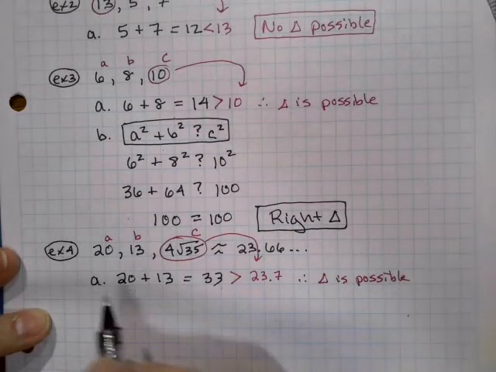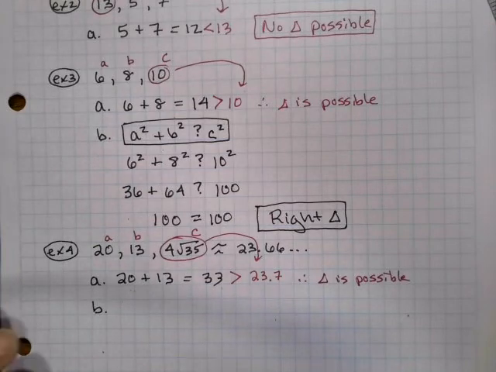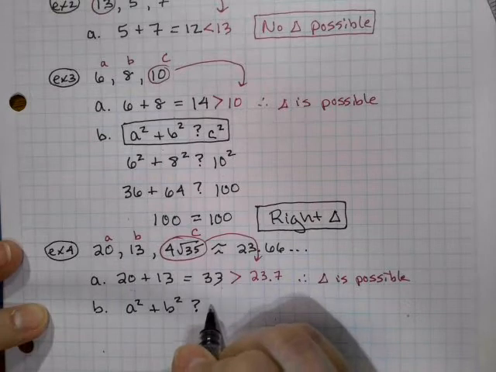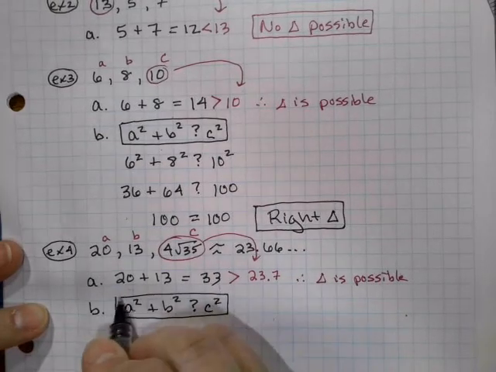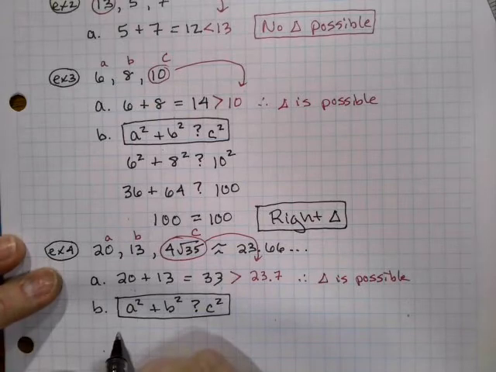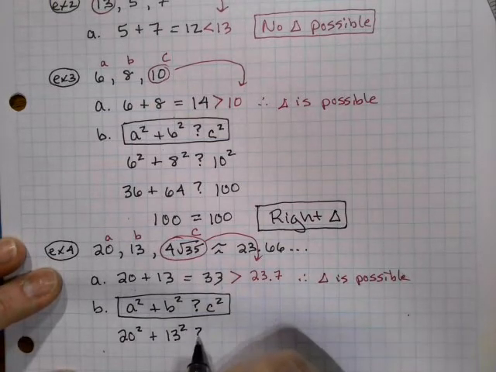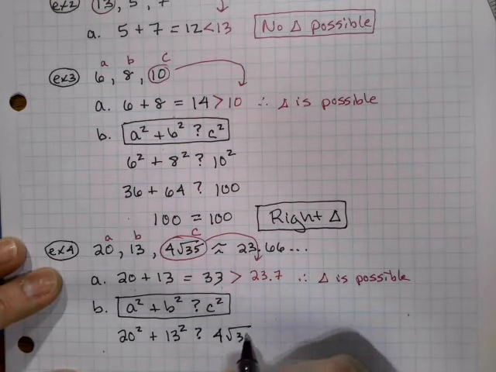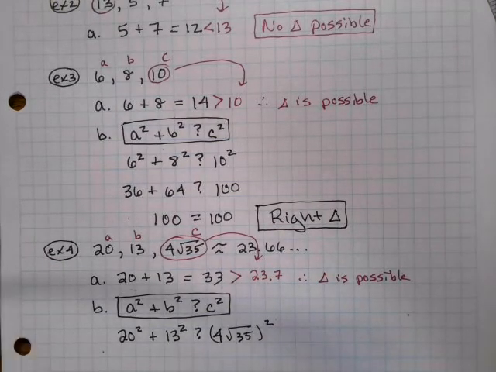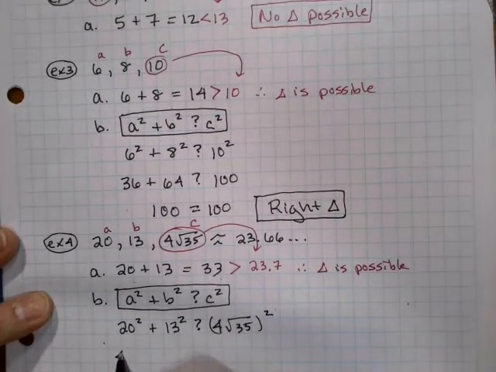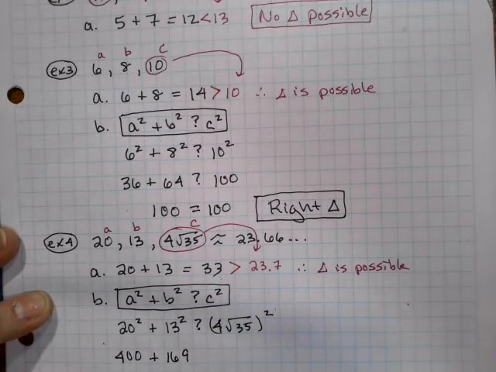Now we're going to determine the type of triangle. Remember your formula, a squared plus b squared. What is its relationship to c squared? So a is 20, so 20 squared plus b squared, which is 13 squared. What is the relationship to 4 radical 35 quantity squared? All right, we'll do the easy two first. 20 times 20 is 400. 13 times 13 is 169, and their sum is 569.